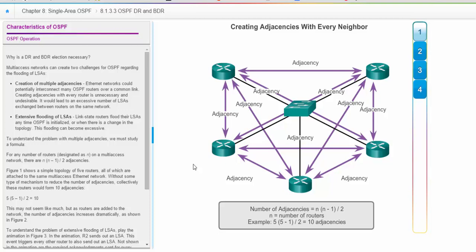So you just have all kinds of stuff going on. You have extensive flooding of LSAs. That's when the link state routers flood their LSAs anytime OSPF is initialized, or when there is a change in the topology. And this flooding can become excessive.